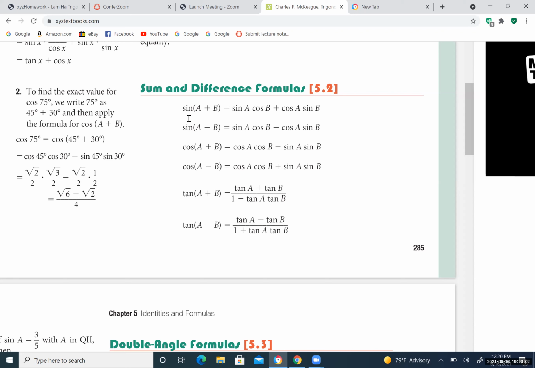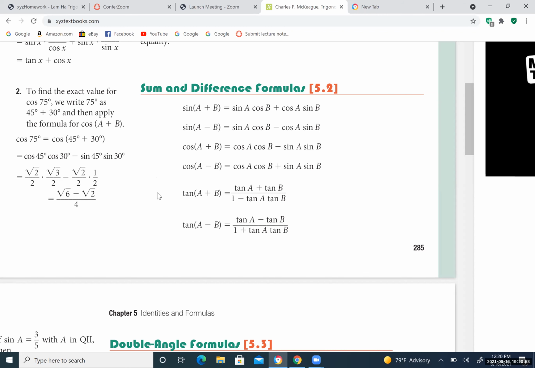The example for doing this is on the left side. To find the exact value for cosine 75 degrees, we write 75 degrees as 45 degrees and 30 degrees, because 45 degrees and 30 degrees are special angles, right? When you break it down like this, it helps you find the exact value more easily. For cosine 75, of course you can use a calculator, press it and get a value right away. However, the purpose here is not to use a calculator. The purpose is that you need to apply the formula to expand it and show it.